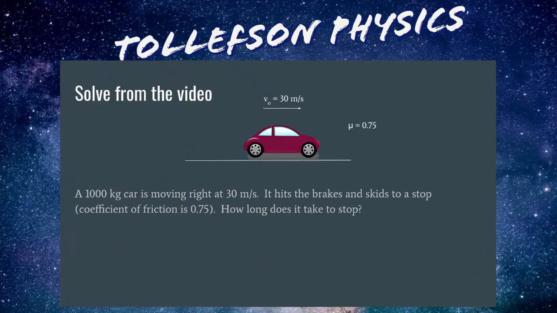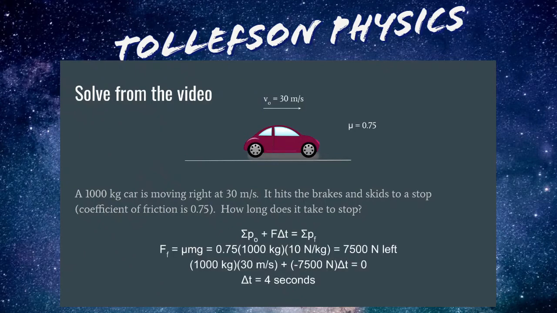So here's a different situation where now we have a 1,000 kilogram car moving at 30 meters per second and it hits the brakes. The coefficient of friction between the tires and the road is 0.75. So how long does it take to stop? Pause the video now to do your solution, unpause to see the solution. All right, ultimately, you need to calculate the force of friction as shown here, and the time it takes for the car to skid to a stop turns out to be 4 seconds.